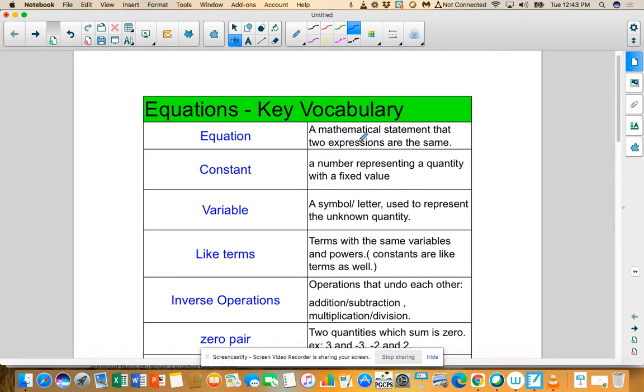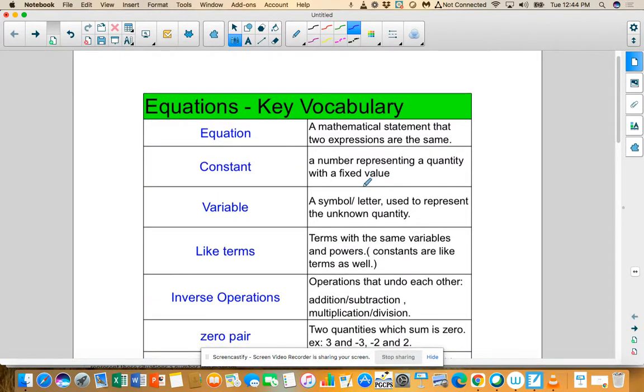First, what is an equation? An equation is simply a mathematical statement that has two expressions with an equal sign, setting them equal to each other. So if you have a mathematical expression on one side, and another mathematical expression on the other side with an equal sign, that would be an equation. For something to be an equation, you need to have an equal sign.